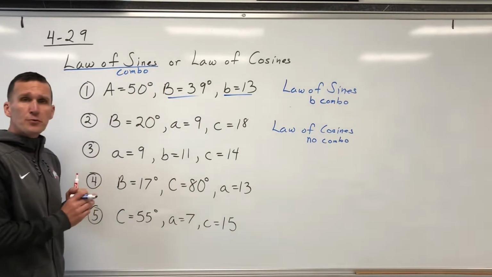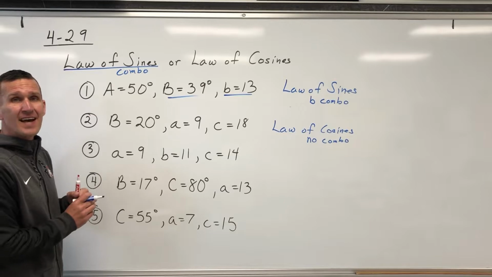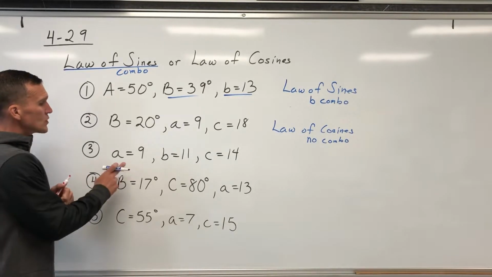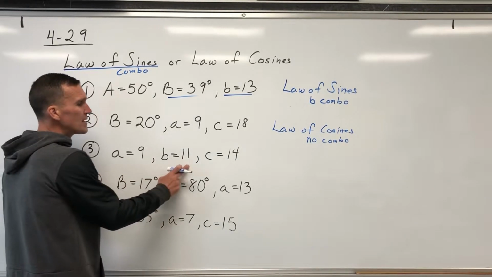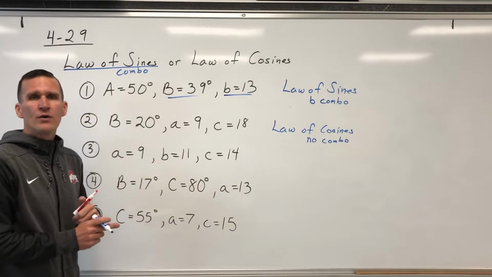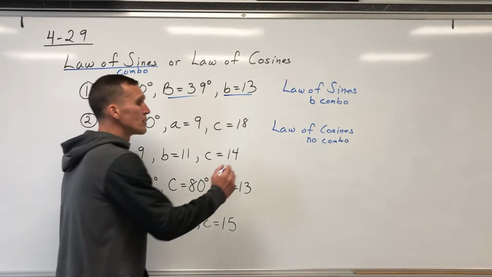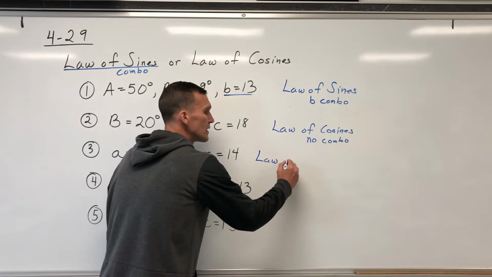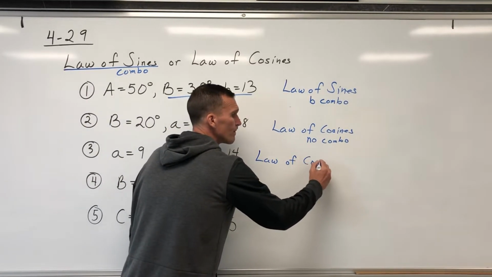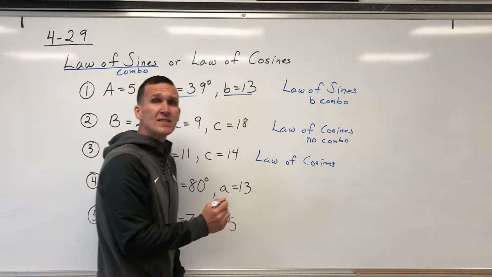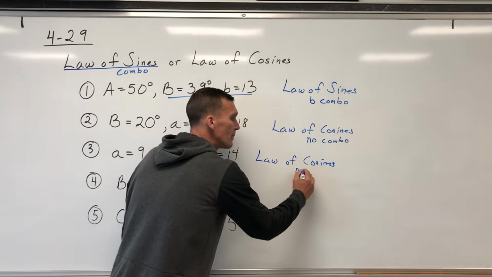All right, now number 3. This is actually side side side information from geometry. So I got A is 9, B is 11, and C is 14. Well, since I don't know any angle out there at all, I obviously can't have a combo. So this is the law of cosines. And the reason why is there is no combo.